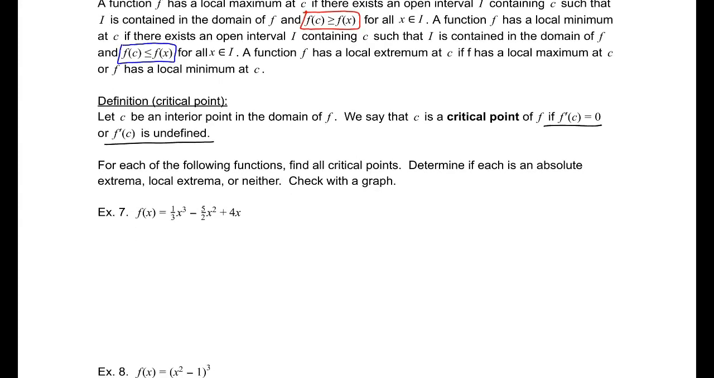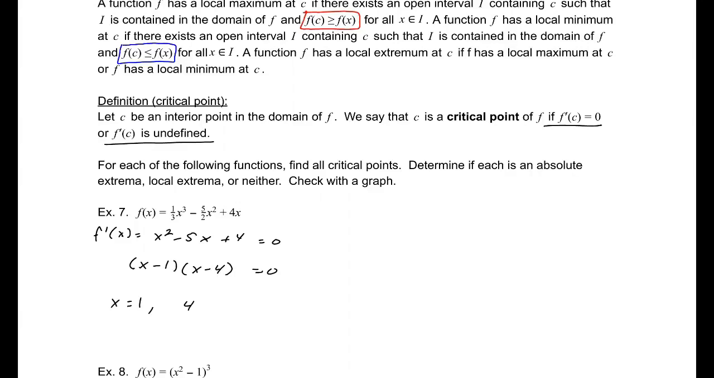So if I take the derivative of that function, that will be just x squared minus 5x plus 4. Okay, now setting that derivative equal to 0, well, it's a quadratic that we can factor. x minus 1, x minus 4, which means we have x equals 1 and 4. So we have two critical points of 1 and 4.